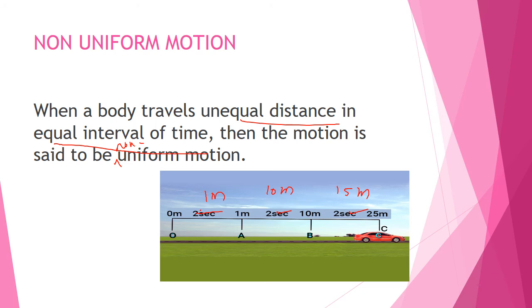Okay, if the body travels unequal distance in equal interval of time, like in the first second it travels 1 meter, second 10 meters. When the body travels unequal distance in equal interval of time, then the motion we can say is non-uniform motion. When a body travels unequal distance in equal interval of time, then the motion is said to be non-uniform motion.